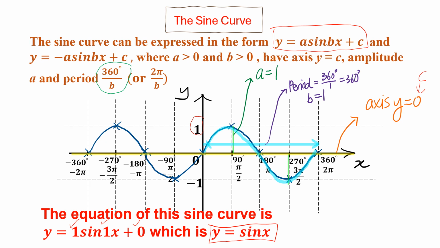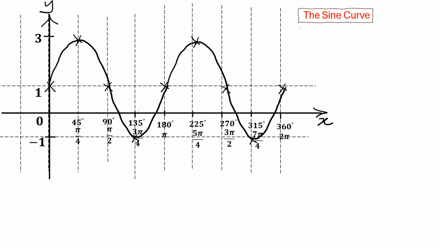Right, so let's look at another example. In this case, you'll see that it is one cycle, and it's between 0 to 180 degrees.